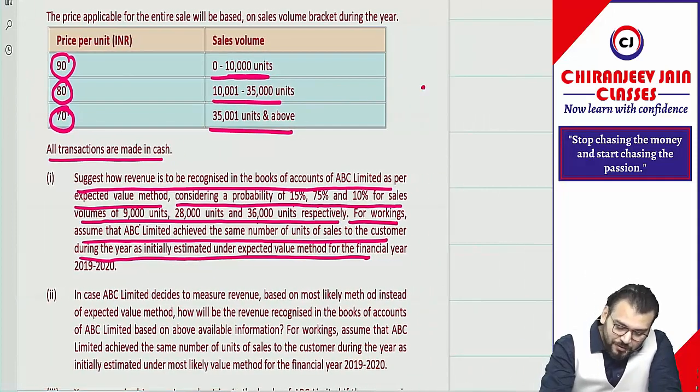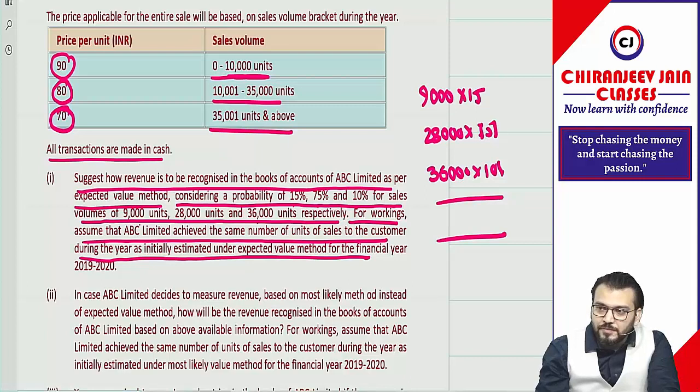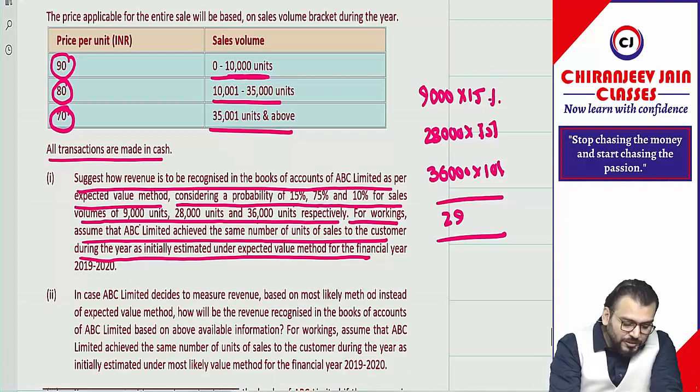9,000 into 15%, then 28,000 into 75%, then 36,000 into 10%. Total: I will give or you will give? 25,950. Okay, 25,950.